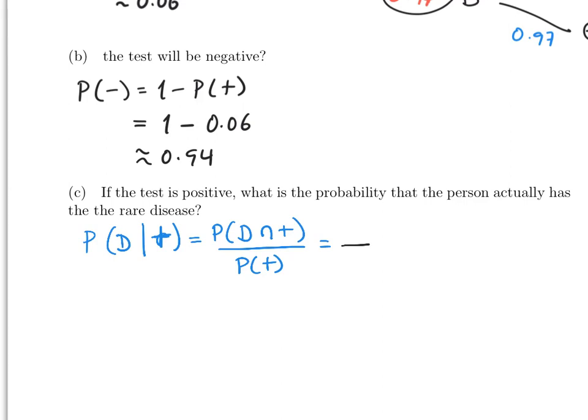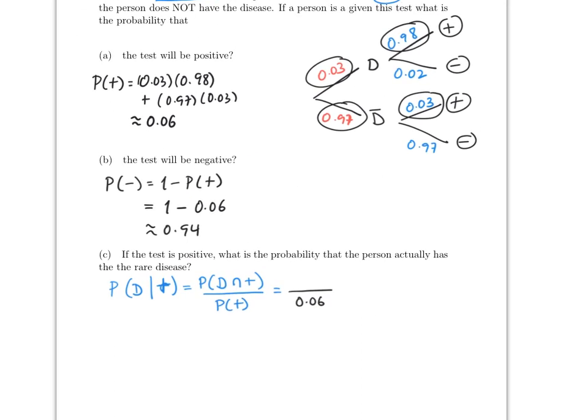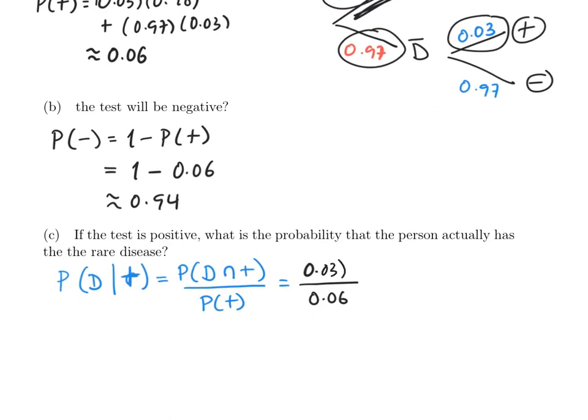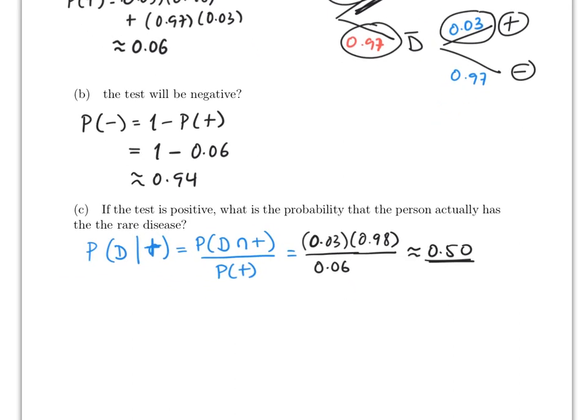Now, positive from part A is 0.06. It's part A, not part B, sorry. And on the top, disease and positive will be this. So that's 0.03 times 0.98, which again is around 50%. By the way, the answer is not always 50%. And that's it for section 4.5.